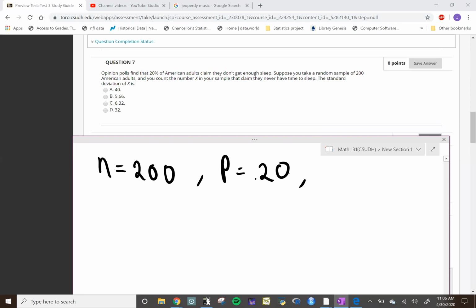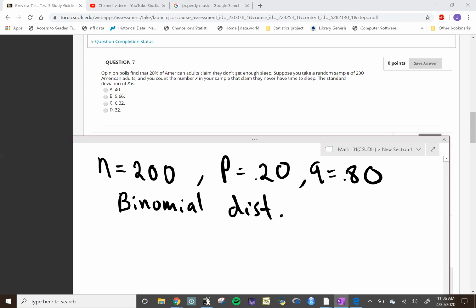If you look at this, there are only 2 options: people who feel they get enough sleep or people who feel they don't. So that means q is equal to 0.80. This makes it a binomial distribution, because they tell you how many times they're going to do the experiment, 200 times. They tell you p is equal to 0.20, so q is equal to 0.80. So this is a binomial distribution.